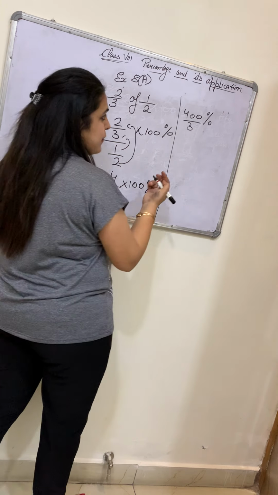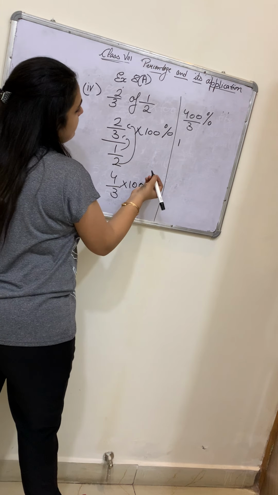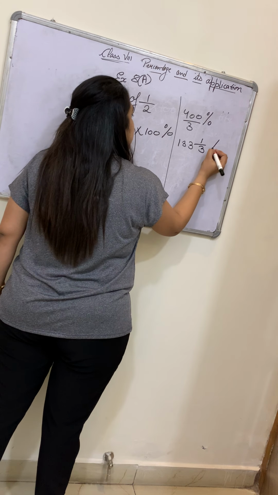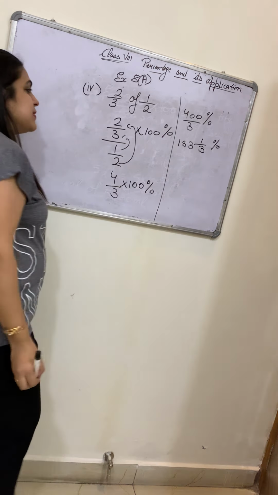You have to change it to mixed fraction then. 3 ones are 3, 3 threes are 9. Changing into mixed fraction, you will get this answer: 133 whole 1 upon 3% is your answer. First of all, the first quantity is written as a numerator upon the second quantity into 100%. This becomes 4 upon 3 into 100%, that is 400 upon 3%. Changing it to mixed fraction, 133 whole 1 upon 3%. This is how the first quantity is changed into percentage with respect to the second quantity.